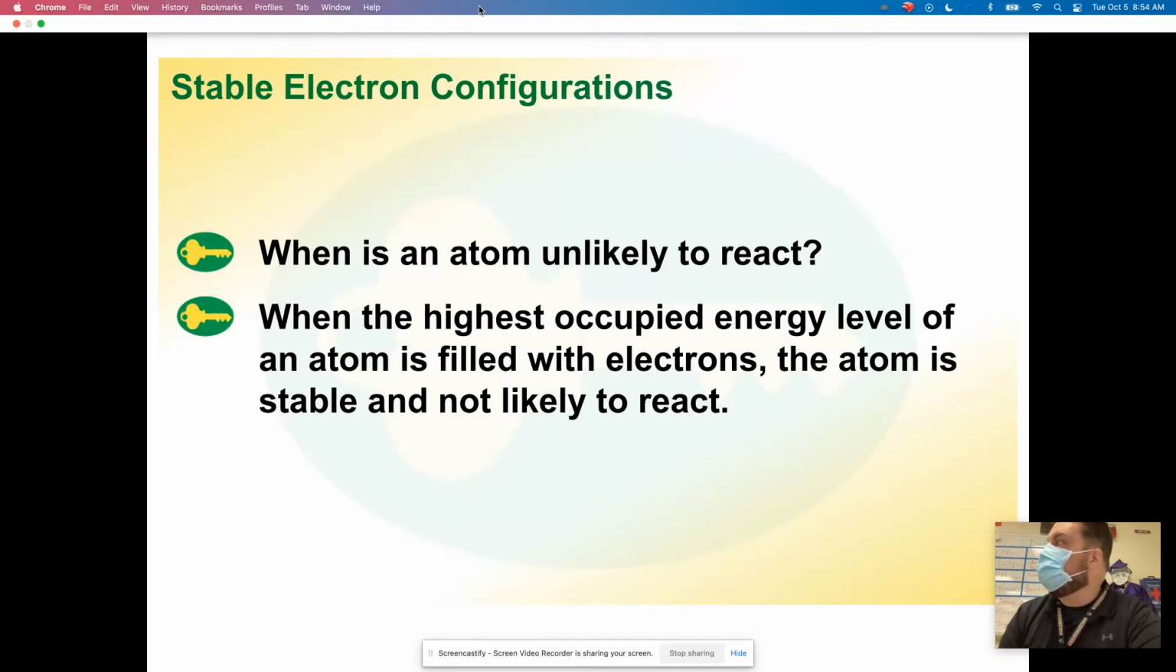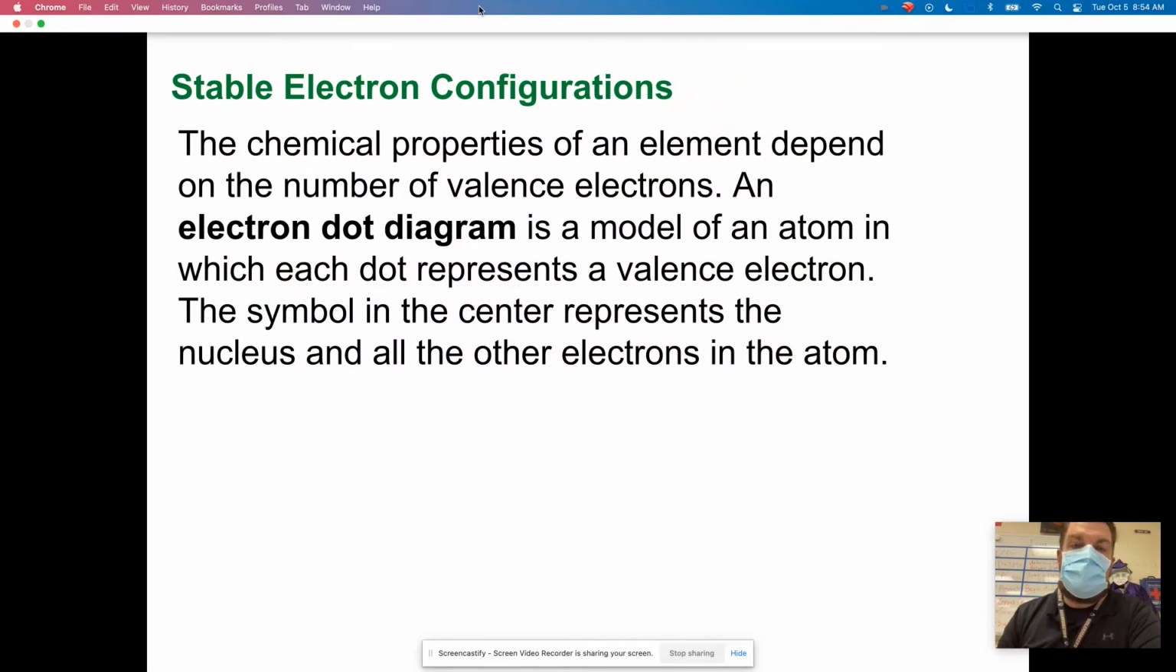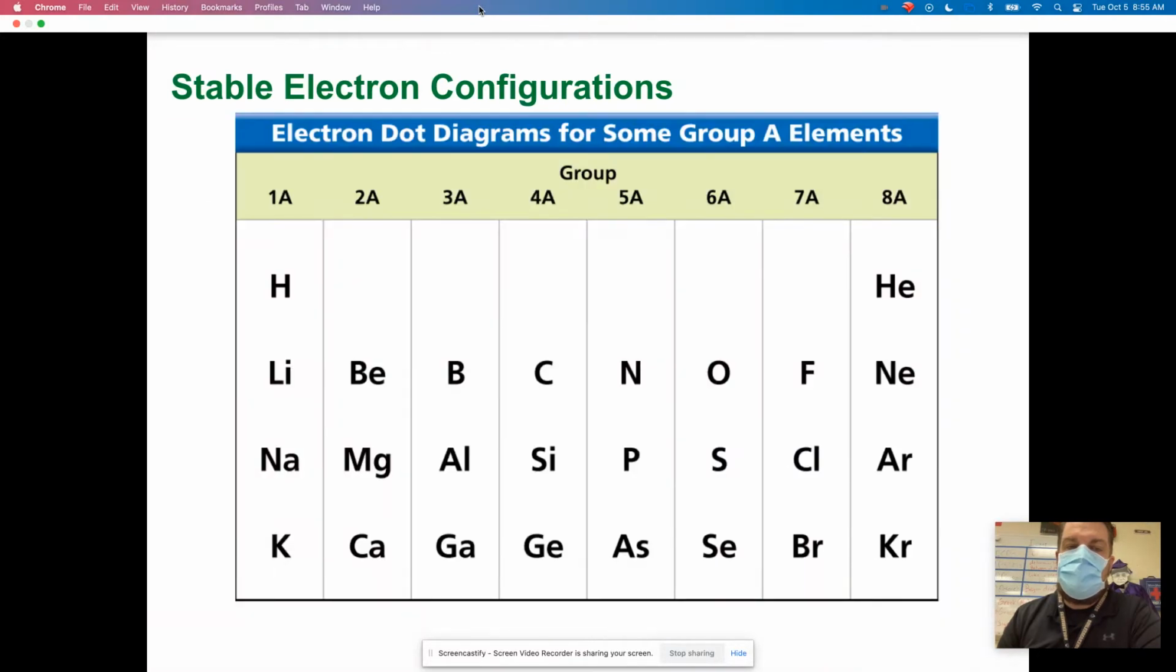So we've been talking about valence electrons and the magic number of 8. The chemical properties of an element depend on the number of valence electrons. An electron dot diagram is a model of an atom in which each dot represents a valence electron. The symbol in the center represents the nucleus and all of the electrons in the atom.